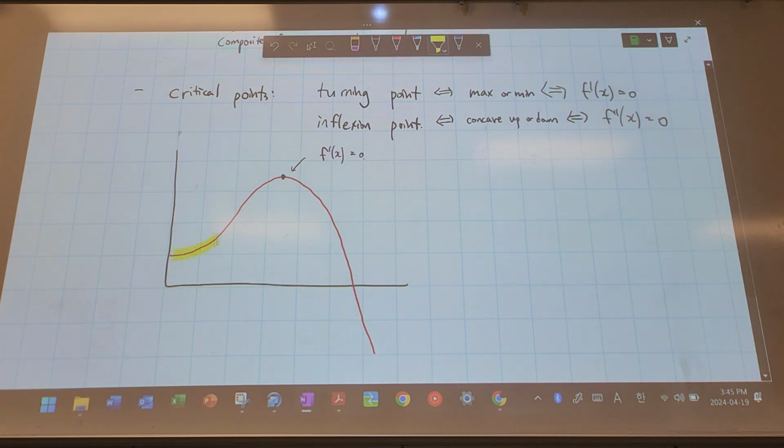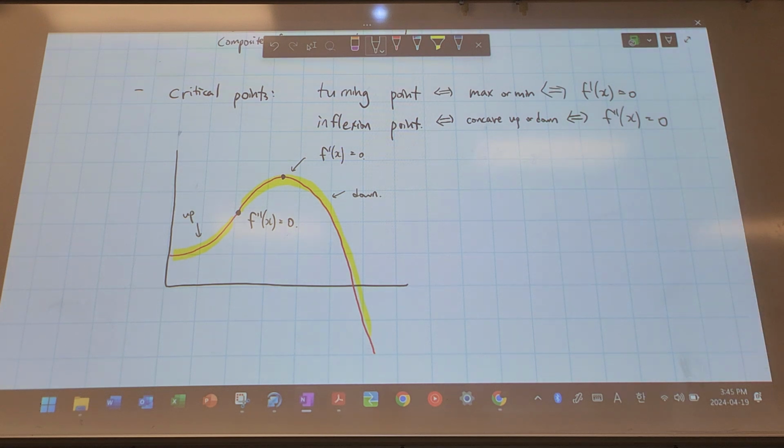My graph is concave up, probably until there, and then after that point it's concave down. So in this part it's up, and this part is down. You see it? So at that point is when things are changing. The line would be perfectly flat at the stationary inflection point, when both of them are equal to 0. Wait, so stationary is when the first derivative is also 0?